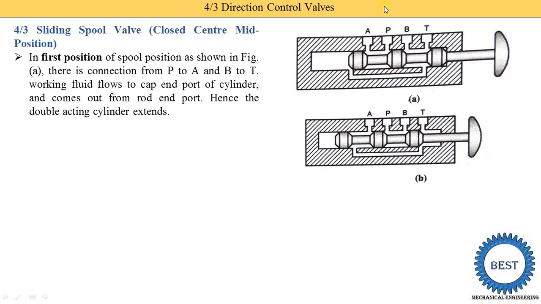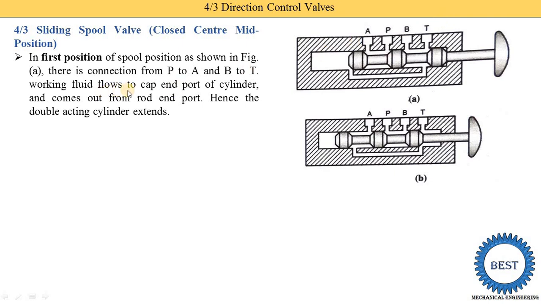Okay, and from the B port is the return. Suppose we use a double acting cylinder, then when the oil is supplied to the A port, the A port is connected with the cap end side, and the piston is moving to the right side. At that time the oil on the rod side is coming out of this B port. From this B port there is a passage, and from this passage the oil goes to the T port, and from the T port it is supplied to the tank or reservoir.